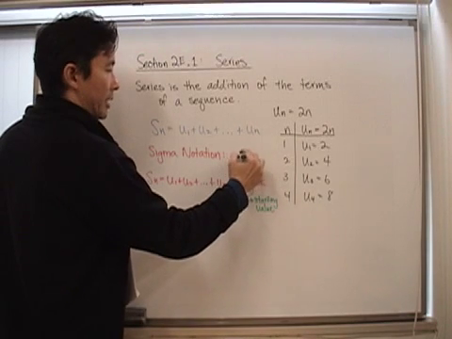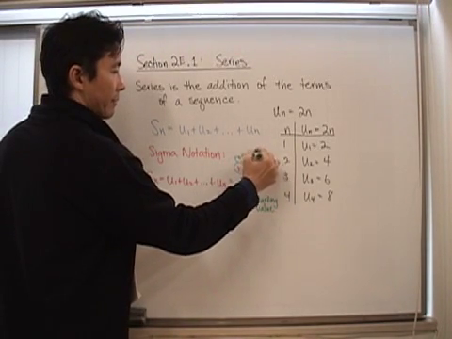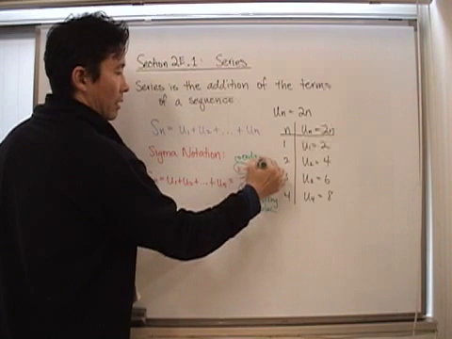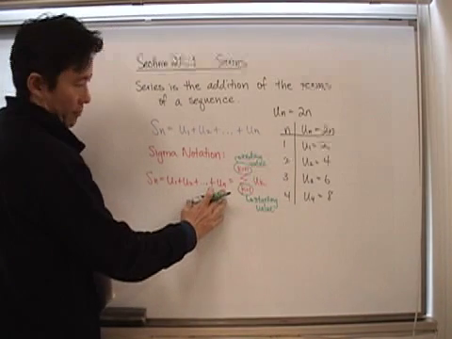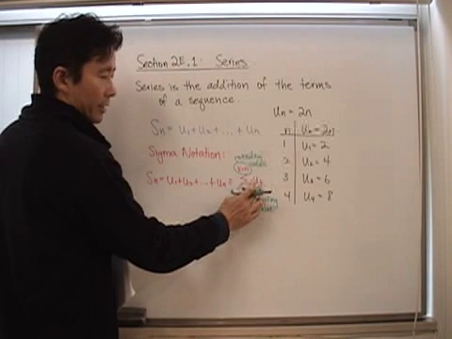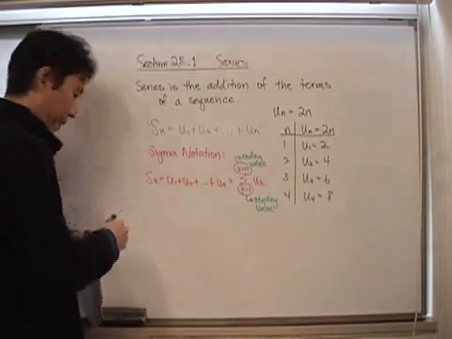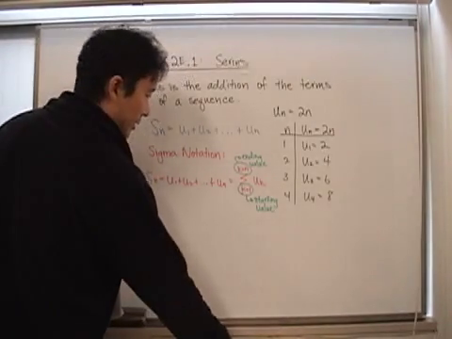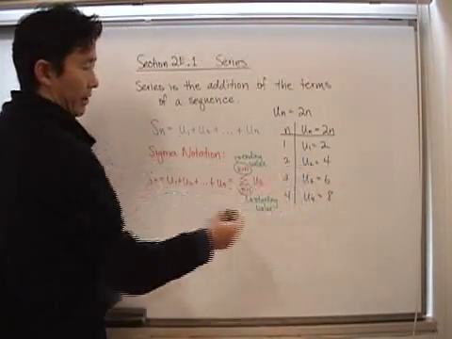And this would be the ending value, which is going to be the u sub n. And we're going to be adding this particular series, the terms of this particular series. Okay, so let's go ahead and see how this relates to what we have done here.